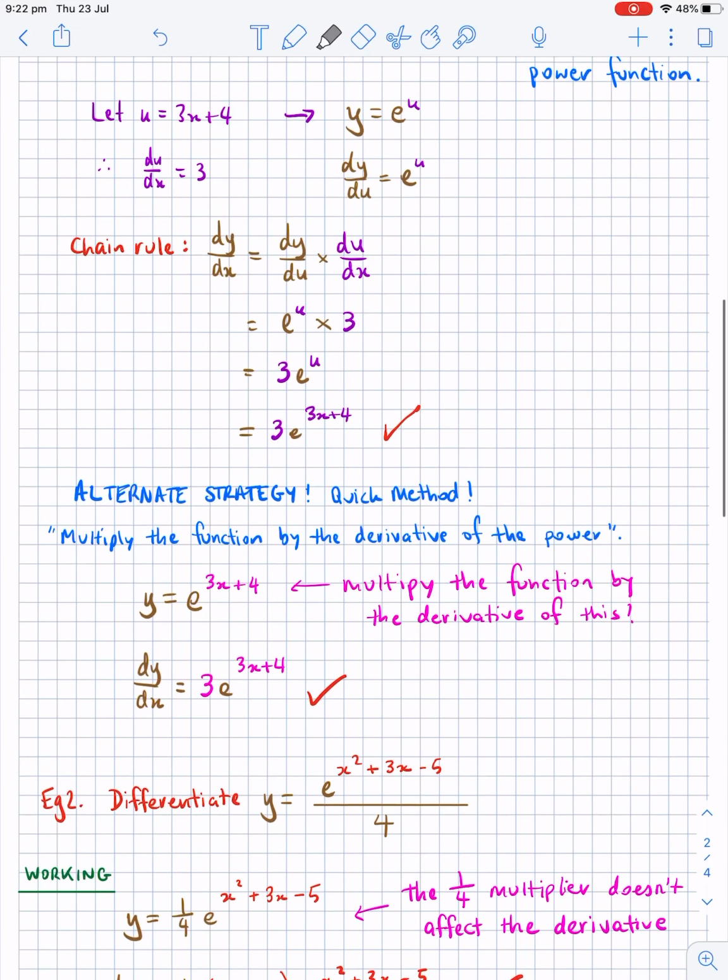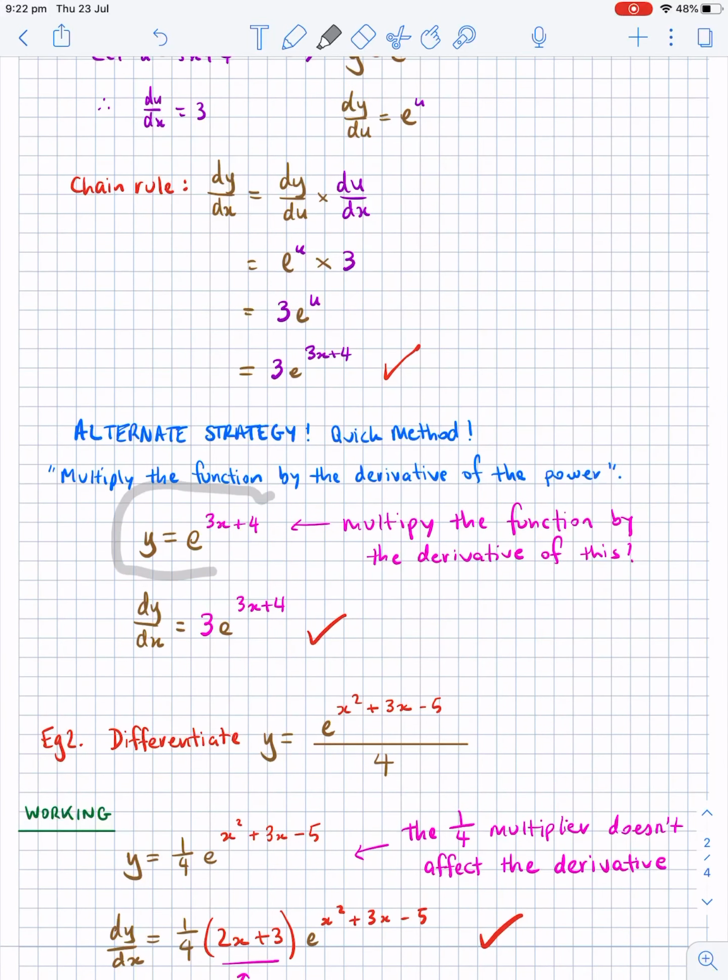So the alternate strategy to get this a lot quicker is to pretty much take your function, and we want to multiply this thing by the derivative of this power. So the derivative of this power is 3. We can literally just multiply this function by that 3, and we get this same answer. So our answer is 3 times e to the power of 3x plus 4. So it's pretty much just a nice quick strategy. It's pretty much doing the chain rule nice and quickly.